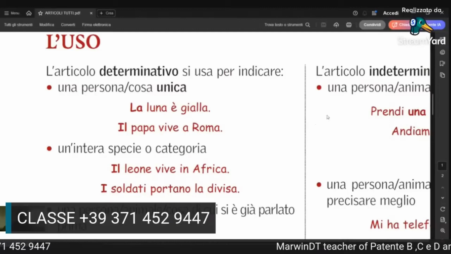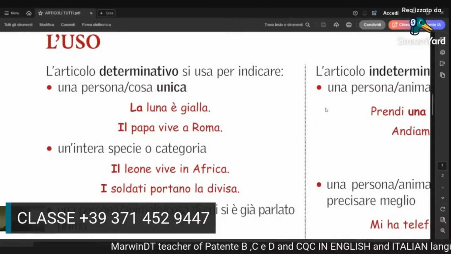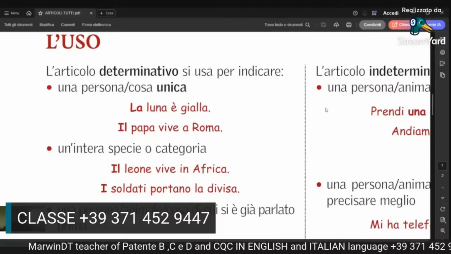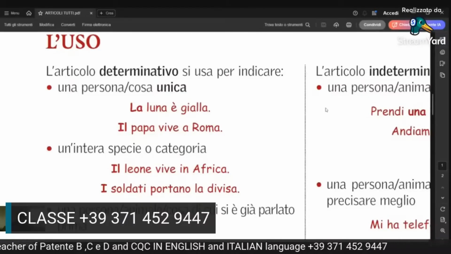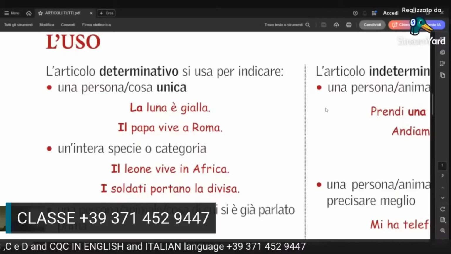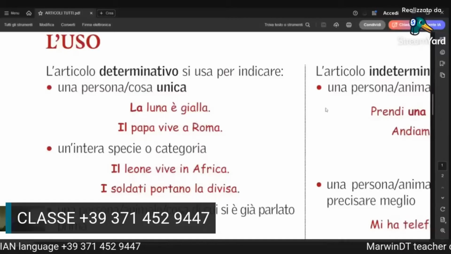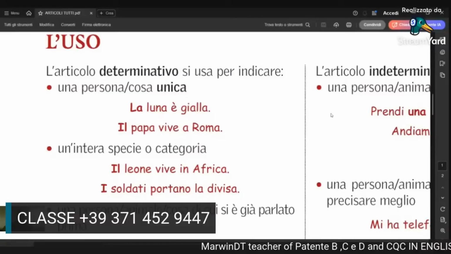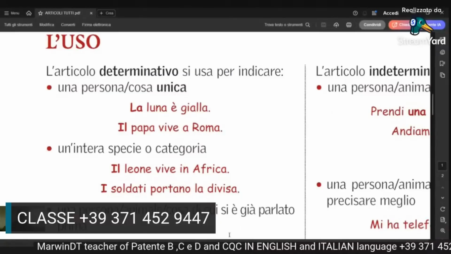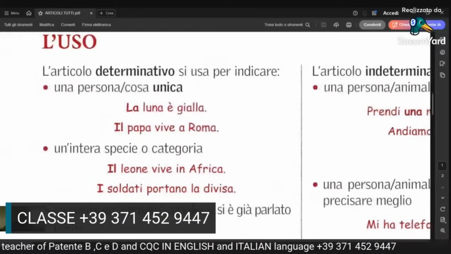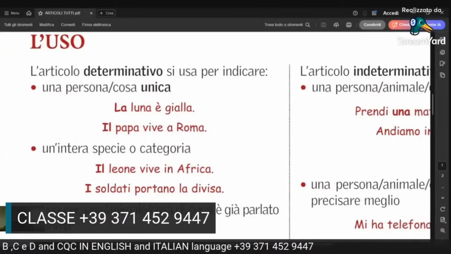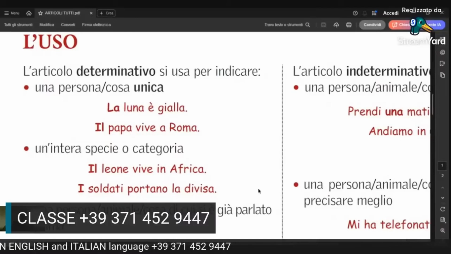Welcome guys once again. So now we are going to look at the use of the two different kinds of articles. We have, as we have seen before, articolo determinativo and articolo indeterminativo. Okay, so now let's see, after the examples we have seen, how they are being applied.